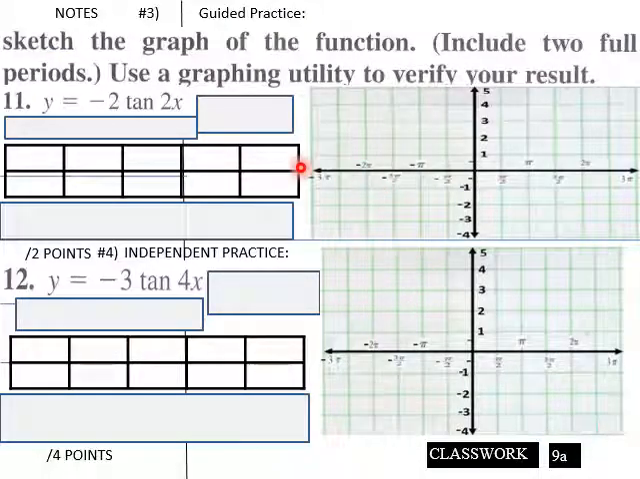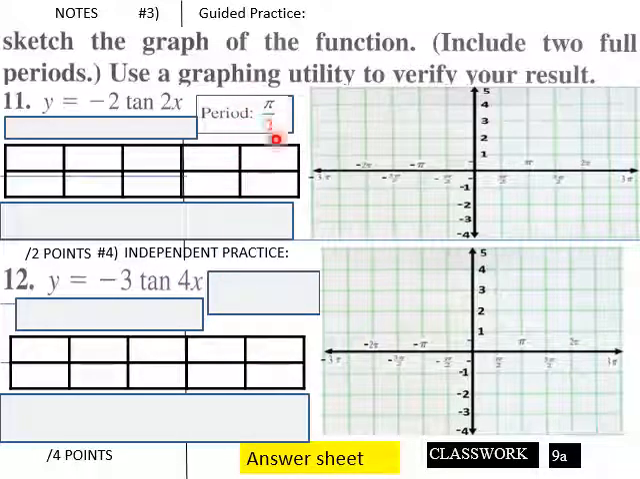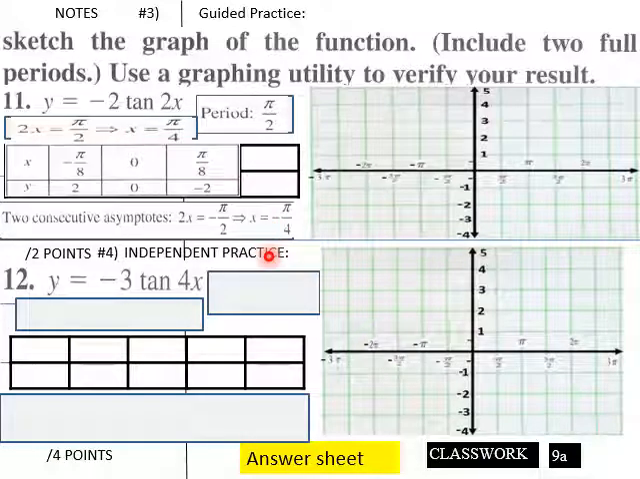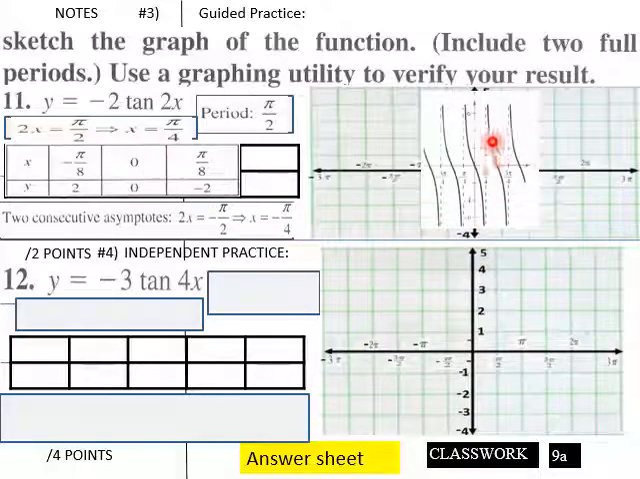So let's try one now of a tan function, y equals negative tan 2x, then y equals negative 3 tan 4x. So we have a period here of pi over 2. And then two consecutive asymptotes would be 2x equals negative pi over 2, so x equals negative pi over 4. And 2x equals pi over 2 would give x equals pi over 4. So we go from negative pi over 4 to positive pi over 4 as our vertical asymptotes. And then this would be an approximation of what your sketch should look like.